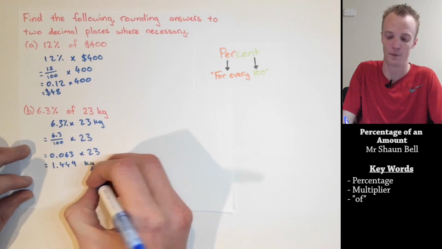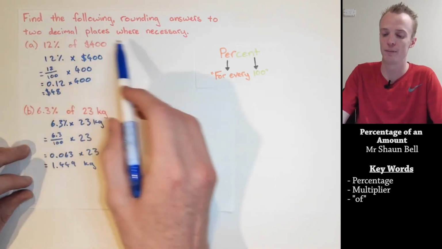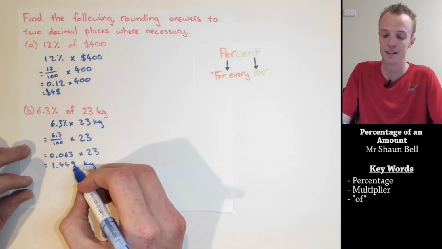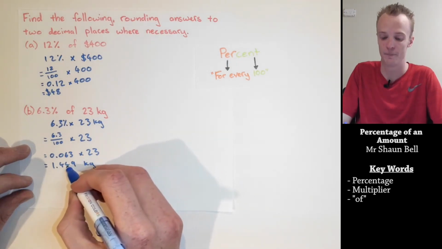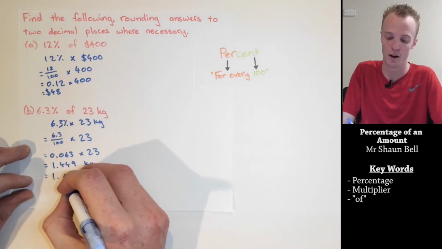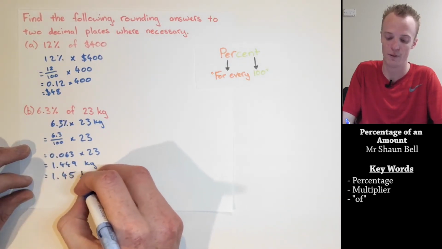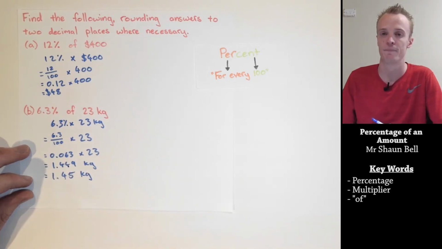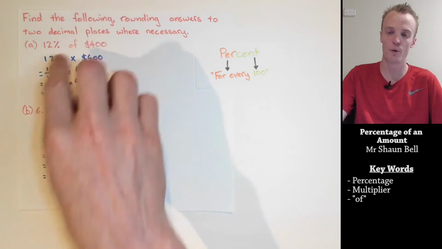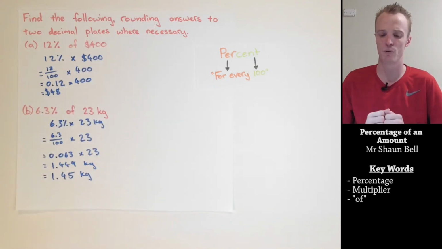Now when I enter this into a calculator, that equals 1.449 kilograms. However, our original problem said we need to round to 2 decimal places. Because this 9 is 5 or greater, the second decimal place has to round up. So this is equal to 1.45 kilograms.